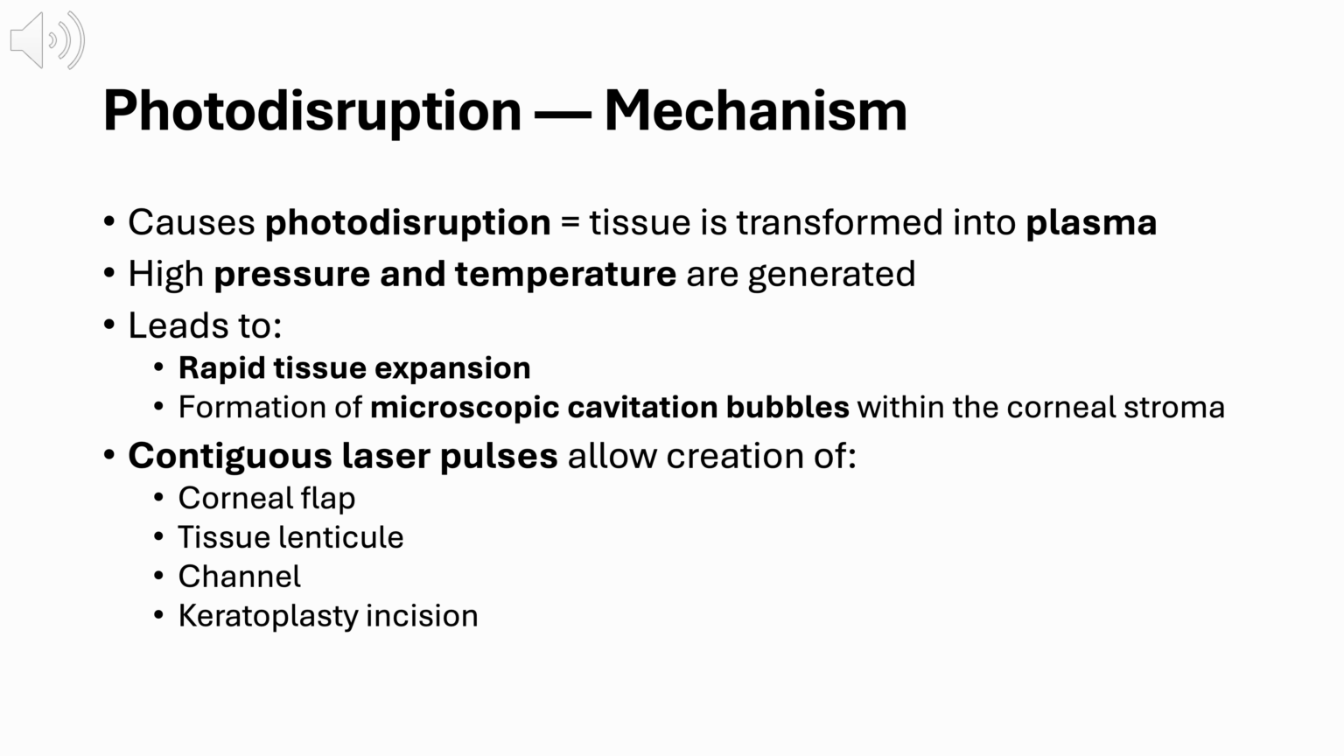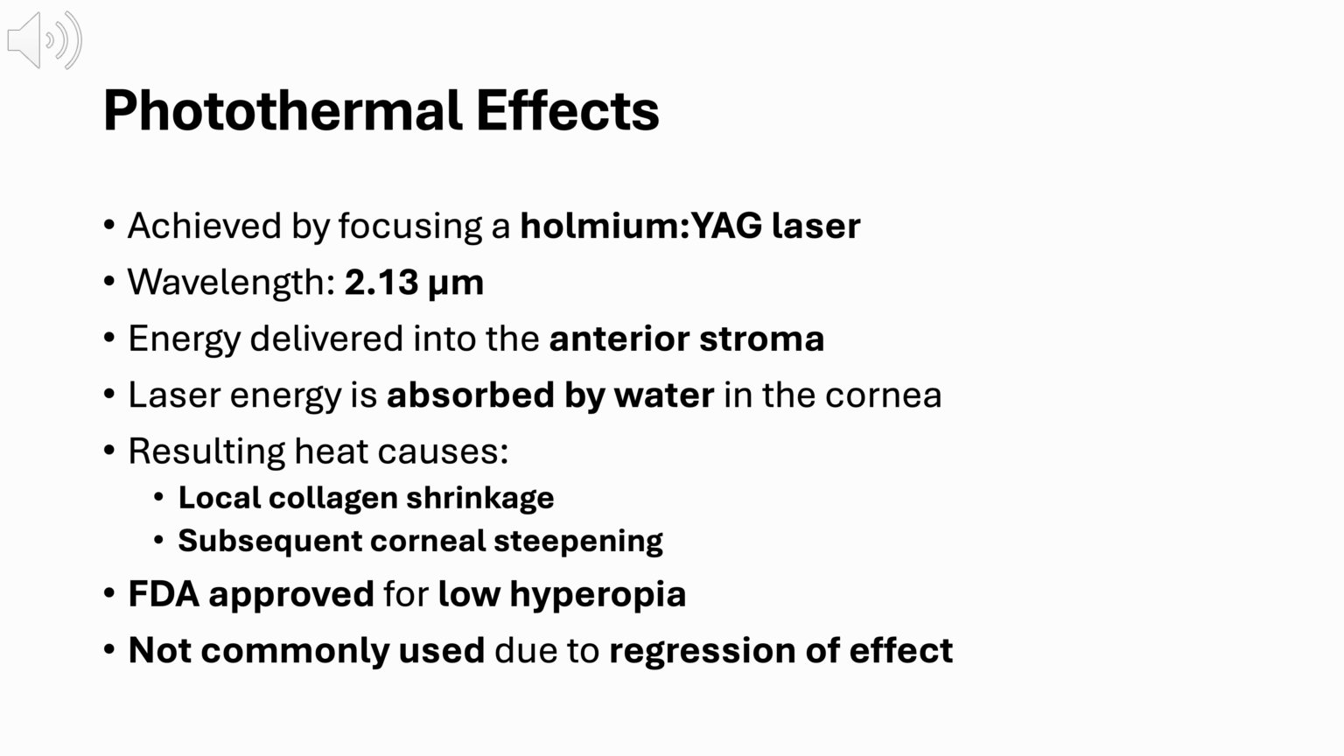By delivering many contiguous laser pulses, these tiny disruptions can be connected in a precise geometric pattern. This allows surgeons to create structures like a corneal flap, a tissue lenticule for SMILE, intrastromal channels, or highly controlled keratoplasty incisions. The key concept is that photodisruption separates tissue by mechanical forces, not by burning or cutting in the traditional sense.